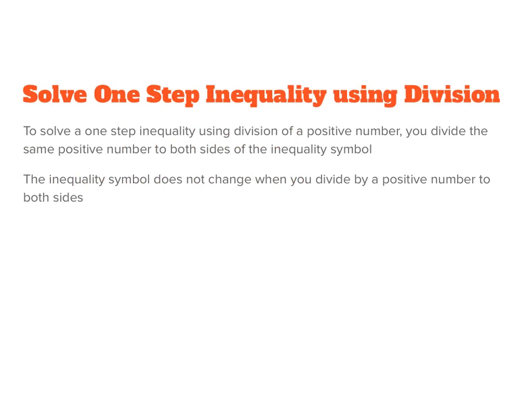Next, we're going to solve one-step inequalities using division. In order to do that, we have to divide both sides of the inequality by the same positive number. We're going to stick with positive numbers here. The inequality symbol does not change when we divide by a positive number. Keep that in mind moving forward. Just like with multiplication by a positive number, dividing by a positive number does not change the inequality symbol.